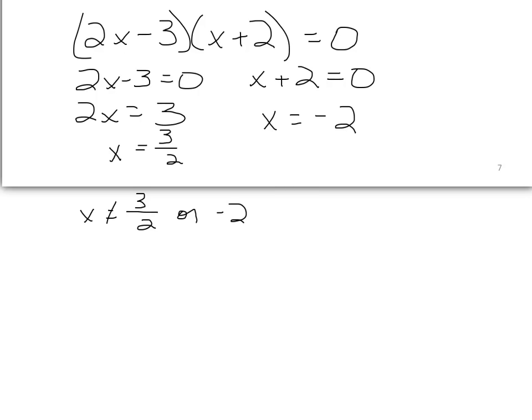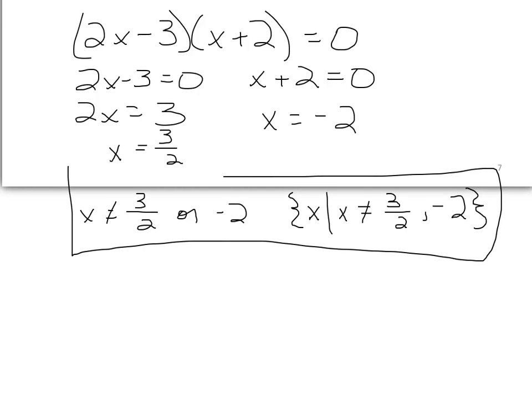And the way we write that in set notation is all values of x will work such that x does not equal 3/2 or -2. And these are the answers they're going to want you to say.